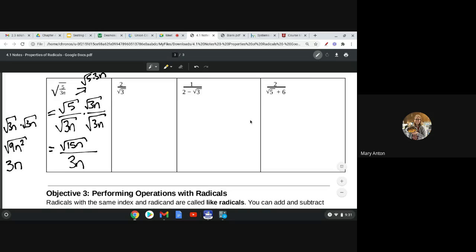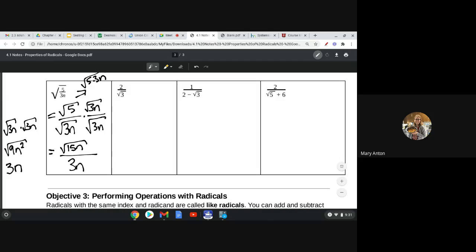All right. 2 divided by the square root of 3. First things first, what do we need to multiply this fraction by to get rid of that square root of 3 in the denominator? Square root of 3 over square root of 3. It's just whatever that denominator is.